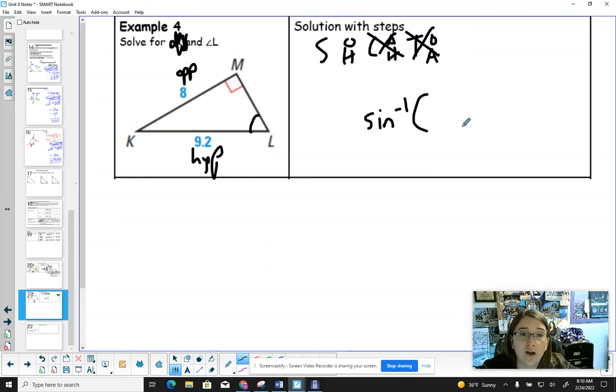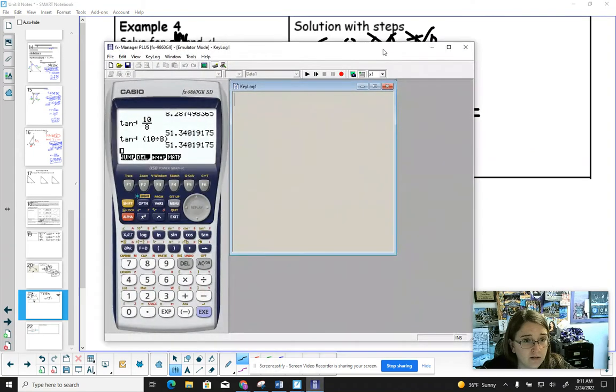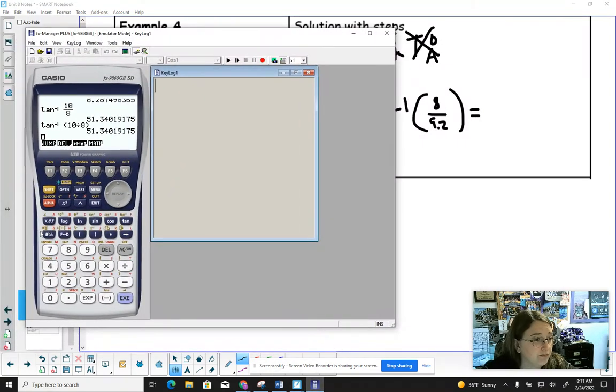Go ahead and take a second. What's your fraction? We need the opposite over the hypotenuse. What's the fraction? 8 over 9.2. Has to be that way. And again, the nice thing about inverse trig is that I can plug this whole thing in the calculator. So take a second, go to the calculator. We're going to plug that in and get our angle.